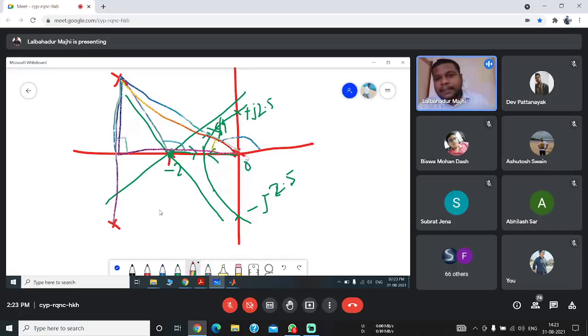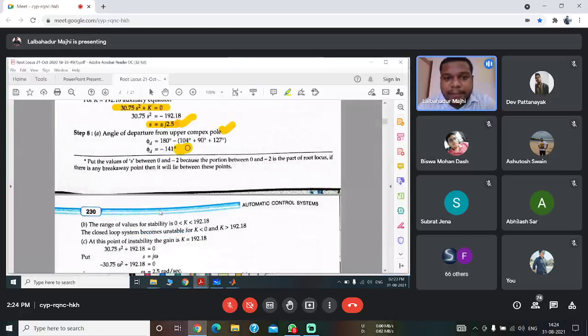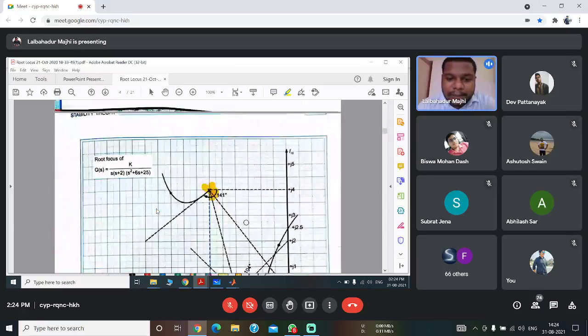So we have to determine the angle contribution from each pole. It is 127 degrees, 104 degrees we are getting, and this is 90 degrees. From the three other poles we have to calculate the angle contribution. So the angle of departure will be this one, minus 141 degrees from the upper complex pole. Similarly, for the lower complex pole it will be plus 141 degrees.